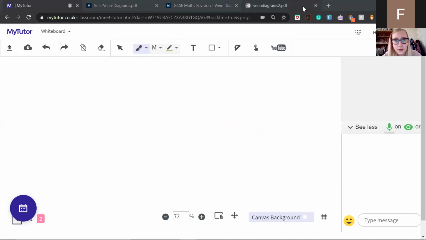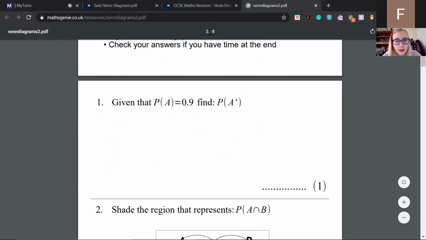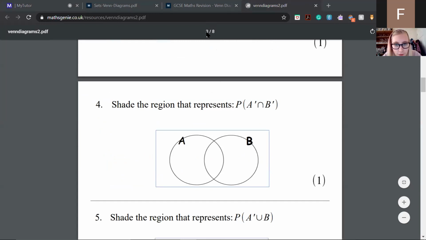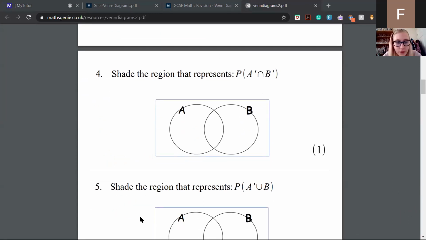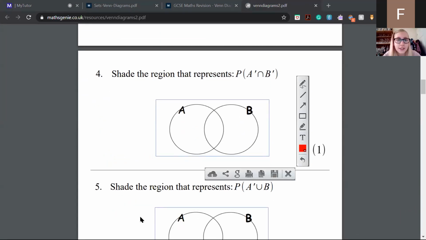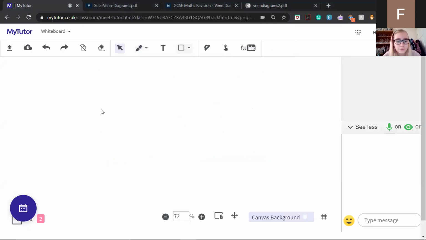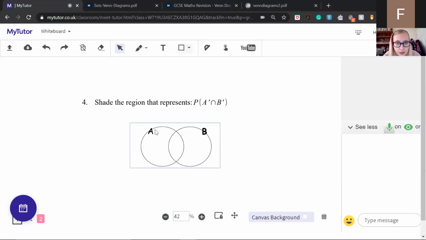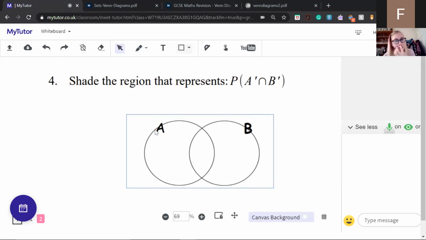So here's one that I wanted to have a look at. Yeah, okay. Loads of ones like this, which shade the region that represents blah, blah, blah. And they're really hard to think about. So shade the region that represents not A and not B. So there's no way, well, maybe you can. I definitely couldn't look at this and do it straight away. But I've got a really nice trick to show you.